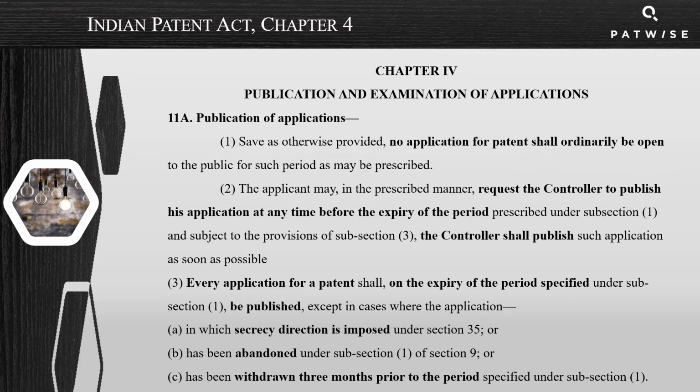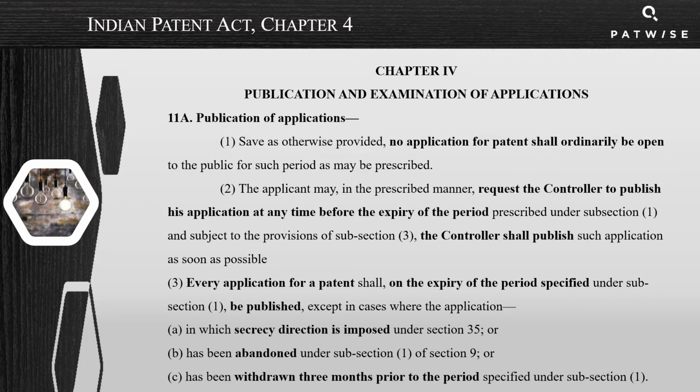So, there is a strict secrecy that is maintained, and at the expiry of the 18th month, an automatic publication takes place with the patent office. So, the most important point is 18 months is the cutoff time, and after the 18th month an automatic publication of your invention happens and the public is given access to your patent document.